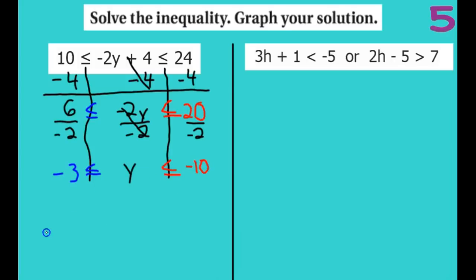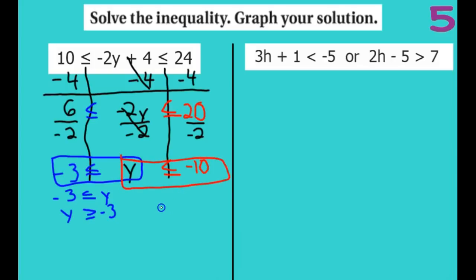So now how we would graph this, well, first of all, let's rewrite these problems. So if we rewrite this problem, we would have negative 3 is less than or equal to y. Y needs to be on the left, so we need to flip it. Y is greater than or equal to negative 3. Here we can write this problem out. We have y is less than or equal to negative 10.